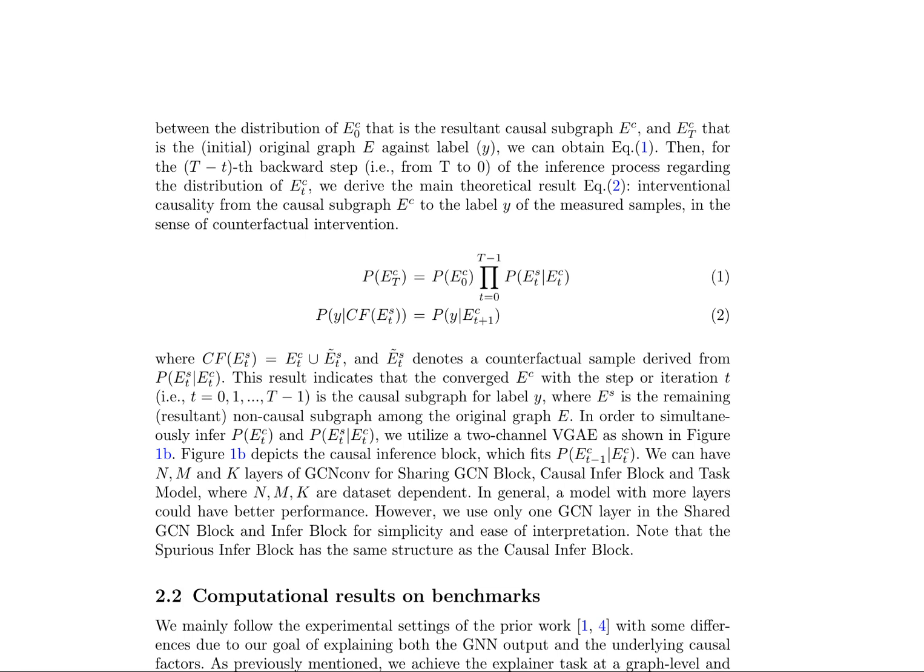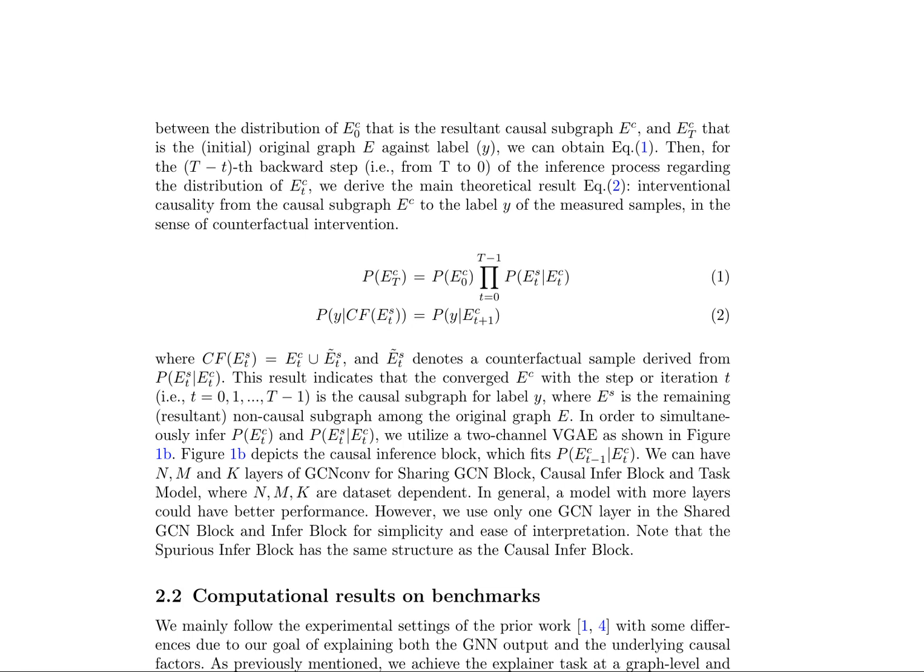The resultant causal subgraph EC is derived from the original graph E through a series of transformations and interventions, while the remaining non-causal subgraph S consists of the residual components of the original graph after extracting the causal subgraph. By employing a two-channel VGAE, the model simultaneously infers the distribution of the causal subgraph P(EC), and the conditional distribution of the non-causal subgraph given the causal subgraph P(S|EC).